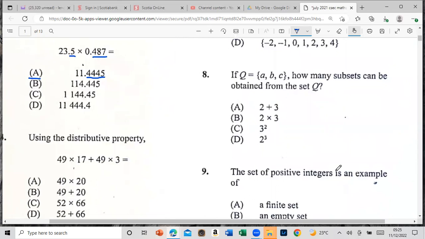This one says using distributive property, 49 times 7 plus 49 times 30 is equal to. So 49 is common, so we take that out. And we can add this and this. So we multiply. So 7 plus 30 gives us 37.